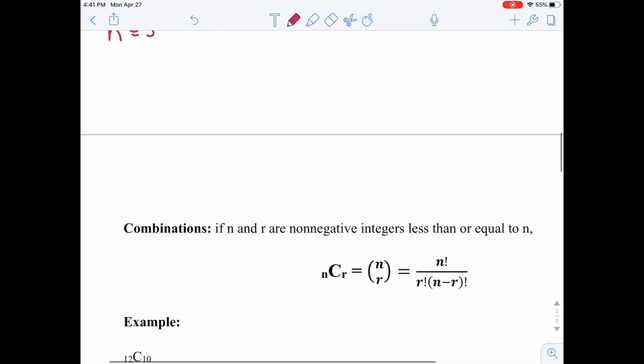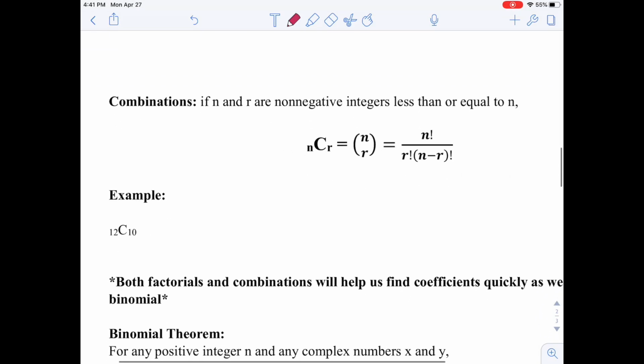Okay, so we're going to see factorial because it is in one of our important formulas, and that formula is for combinations. Okay, combinations are something that's very important for figuring out the coefficients, and will also be important as we move towards the counting principle and towards probability.